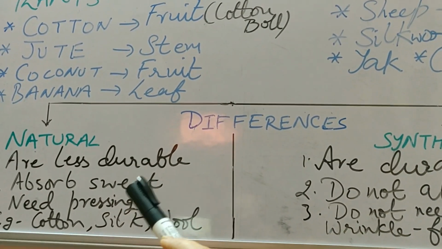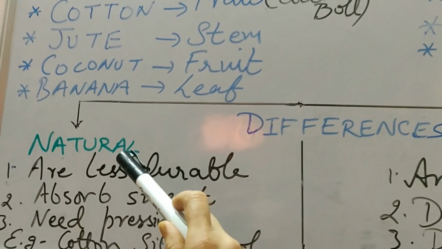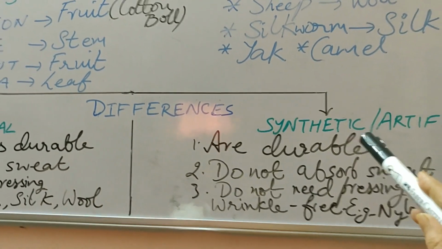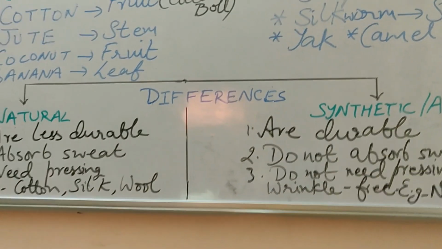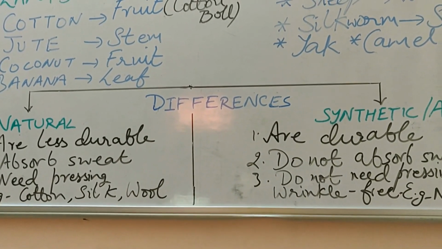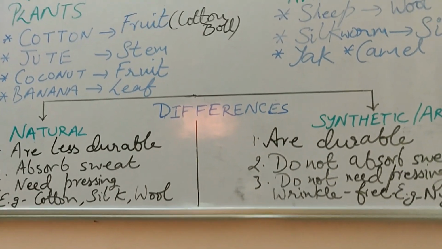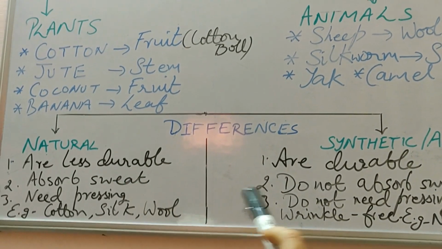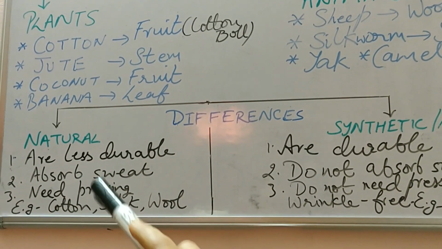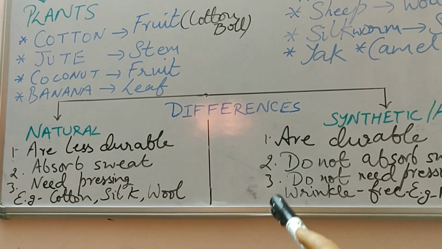Second question A part I am discussing today. Second question A part you have to do, that is difference between natural fiber and synthetic or artificial fiber. So we should understand the differences one by one, and you can make a table as it is shown to you here, and you can write in points as it's written here.